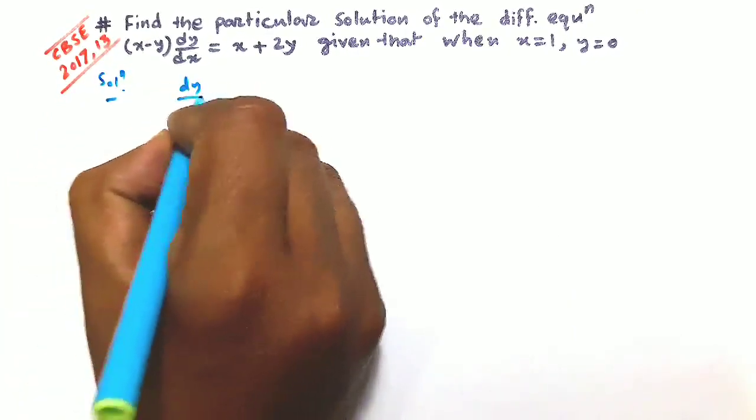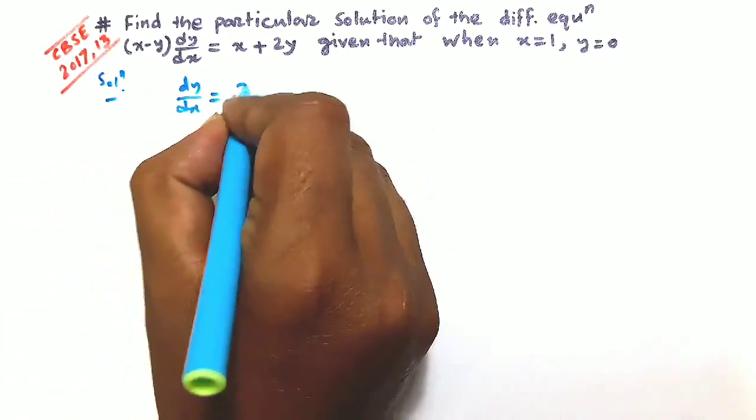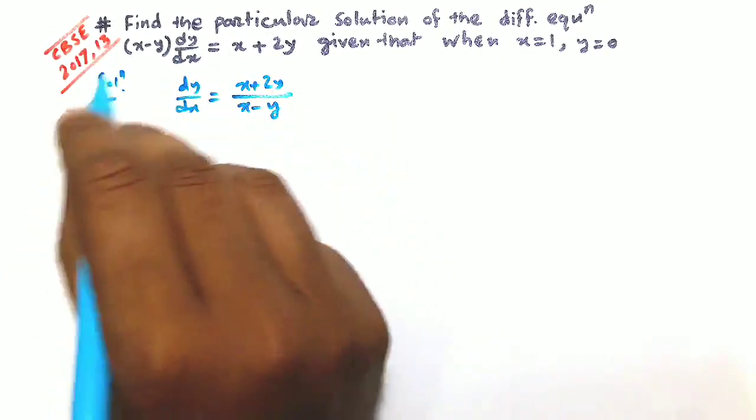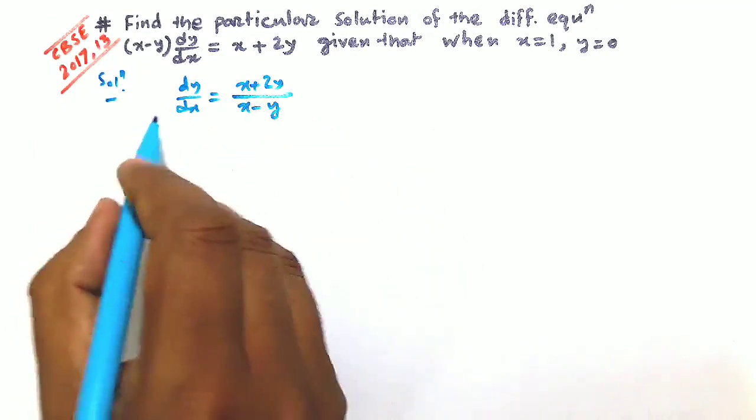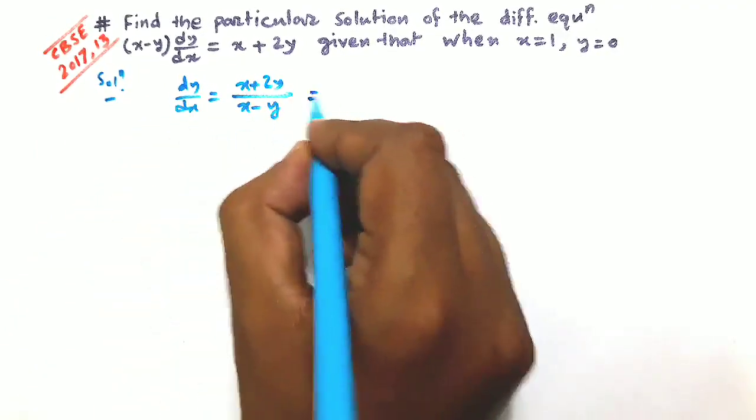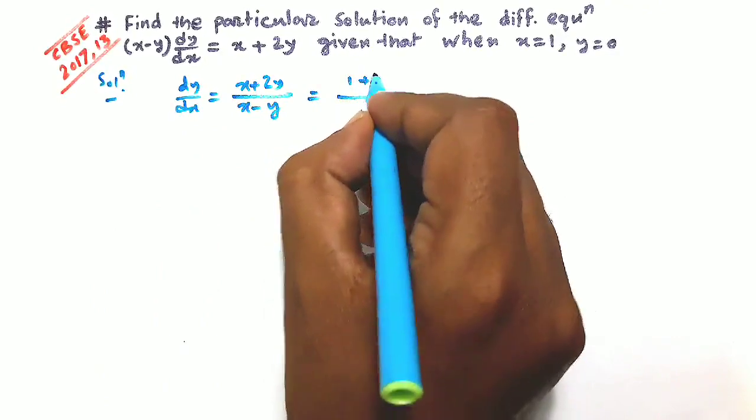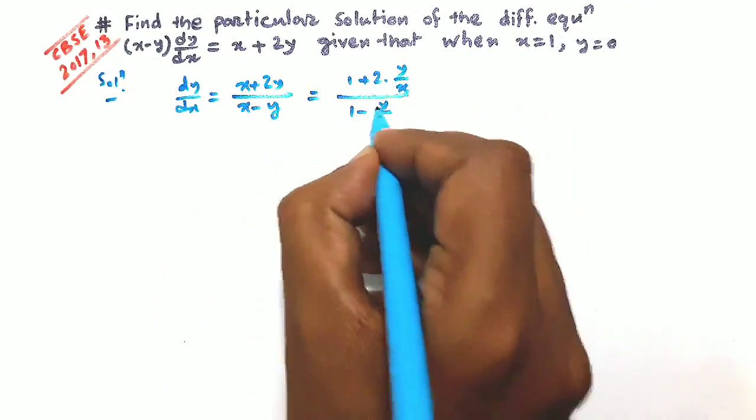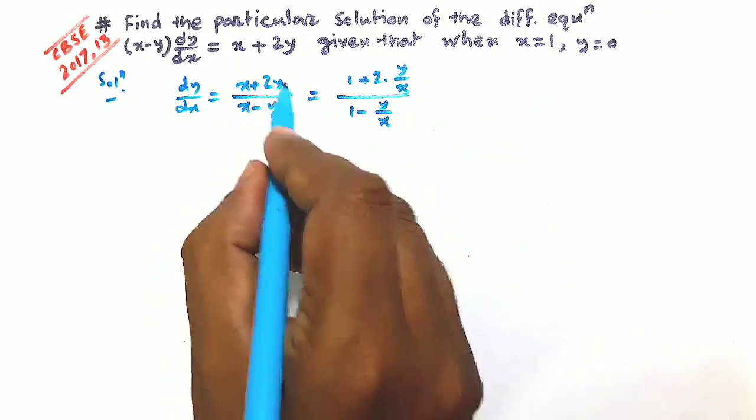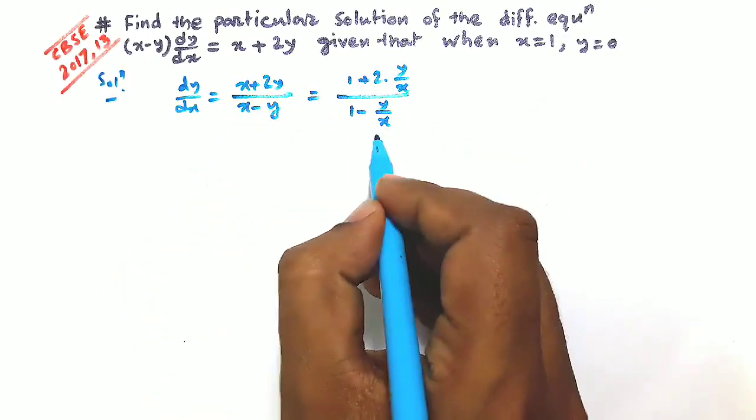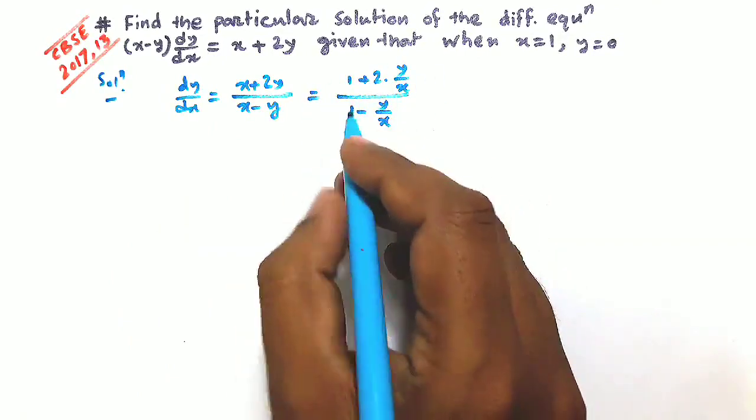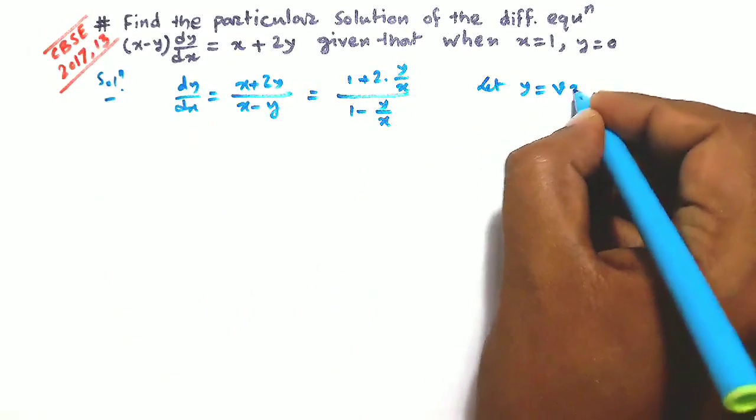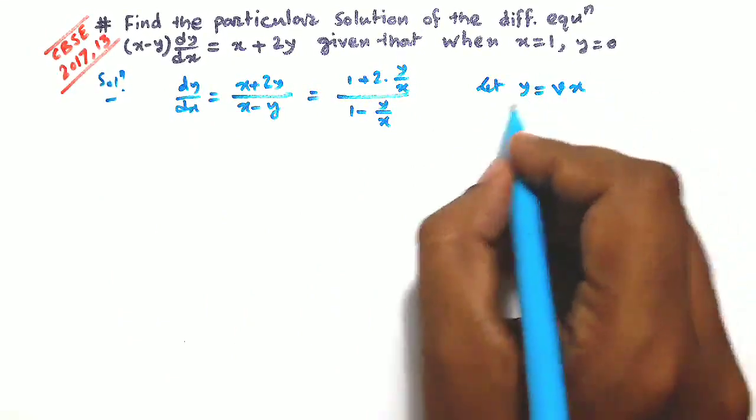What is given? dy/dx is equal to (x plus 2y) upon (x minus y). It's a homogeneous differential equation. Now friends, we can write this as (1 plus 2 into y upon x) divided by (1 minus y upon x). Actually, we have divided both numerator and denominator by x. Now, let us consider that y is equal to vx. This is the substitution for a homogeneous differential equation.